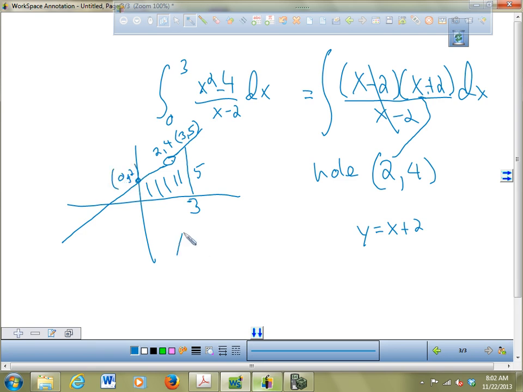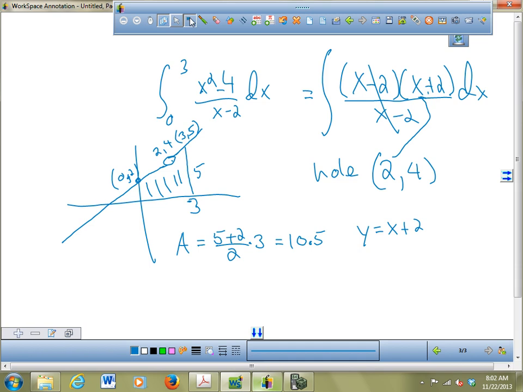So I can find the area of that using trapezoids by going 5 plus 2 divided by 2 times the height, which is 3. And so if you did this on your calculator, you get 7 times 3 divided by 2, which is 10.5. But you should be able to do it without a calculator. Good.